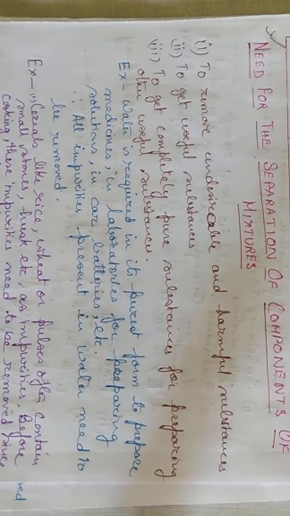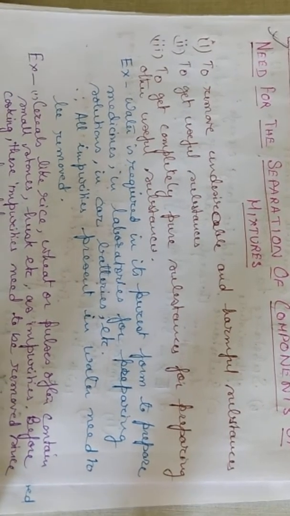To get useful substances, like from ore we get the metal, that's a useful substance. So to get that substance, we need to separate the components of the mixture. Again, to get completely pure substances like distilled water, we get from the tap water. So for preparing other useful substances.